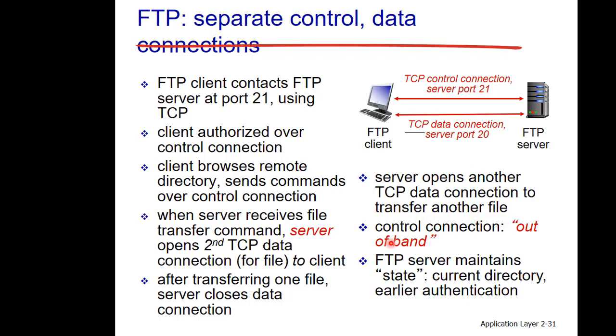The control connection is out of band. We call it out of band because they are using separate connections for control and data. For one connection they are using the control connection, which is on port number 21, and in this example they are using a data connection on port number 20. So these are two separate connections. That's why they are called out of band. The FTP server maintains state, the current directory, and the authentication.